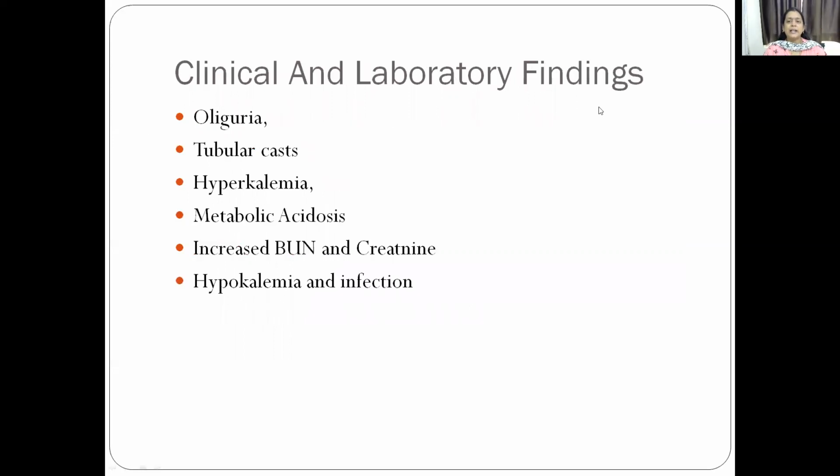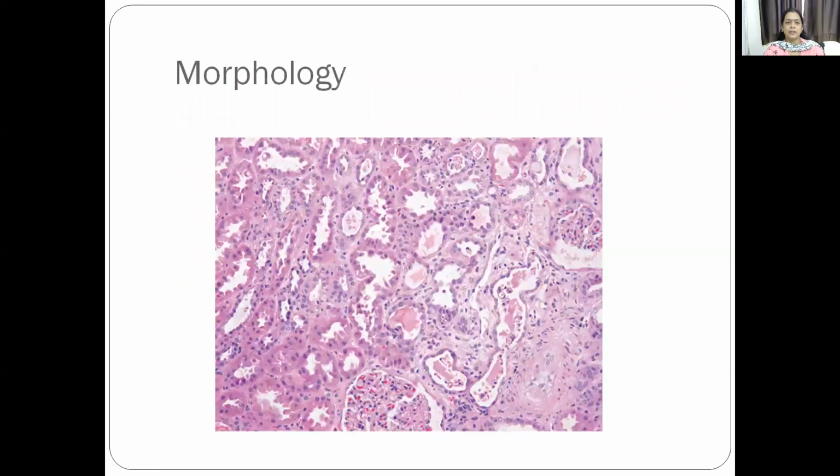So, what are the clinical and laboratory findings of acute kidney injury or acute tubular necrosis? Oliguria, obviously, tubular casts, hyperkalemia because the potassium is not getting balanced well, metabolic acidosis, increased blood urea nitrogen and creatinine, hypokalemia, and infection. All these things can happen. Just remember the pathogenesis, and you will be able to write all the clinical and laboratory findings.